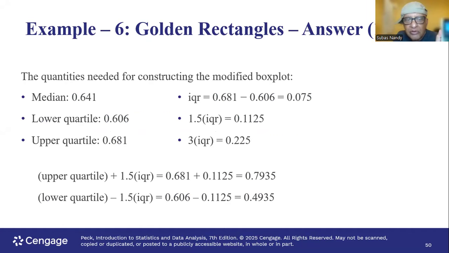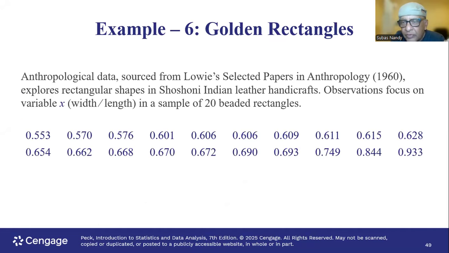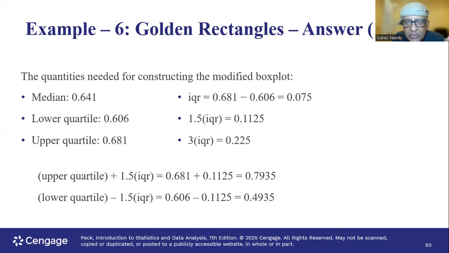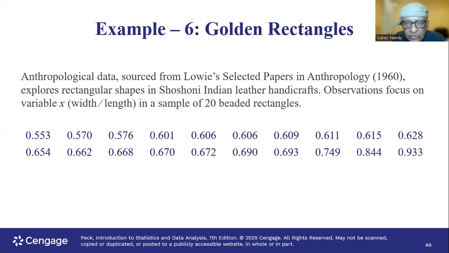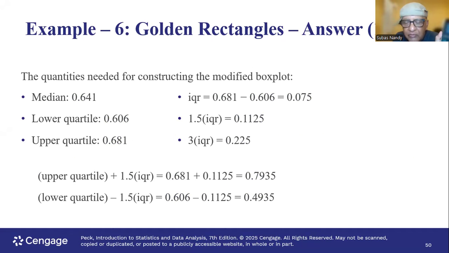So this is the calculation. They do the upper quartile calculation, Q3 plus 1.5 IQR. The boundary is 0.7935. Any 2 points above those. So 0.7935. So 0.844 and 0.933 are outliers on the right. Okay. There is no outlier on the left because the lowest point is 0.553.